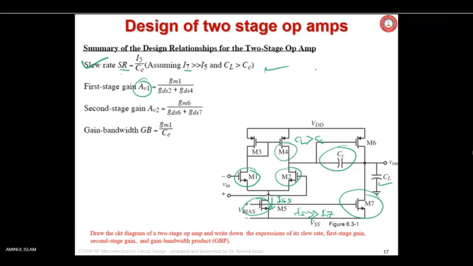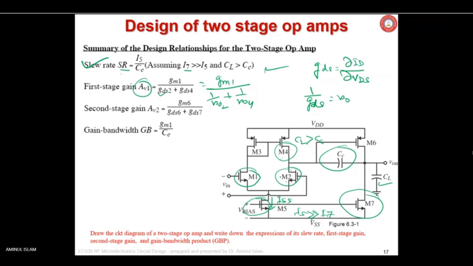GDS is defined as what? GDS is delta ID by delta VDS. And 1 upon GDS equals RO, RO defined for the CLM. Are you getting my point? So basically it is 1 upon RO of this one and 1 upon RO of that. It is GM1 divided by 1 upon RO2 plus 1 upon RO4. This is 4 and this is 2.